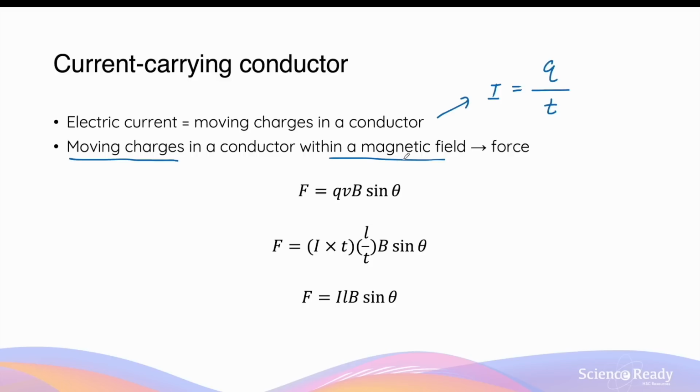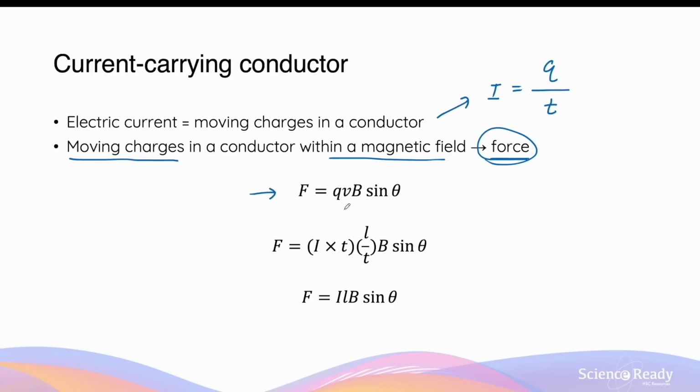As we previously explained, whenever there are charges, whether they're positive or negative, and they are moving inside a magnetic field, there will be a force produced acting on the moving charges. Now in this case, because the charges are moving within the conductor, the force will be acting on the conductor itself. So we can start by looking at our original equation, F equals qvB sine theta, which is the force acting on charges moving in a magnetic field.